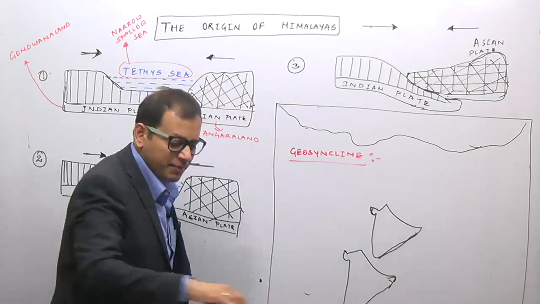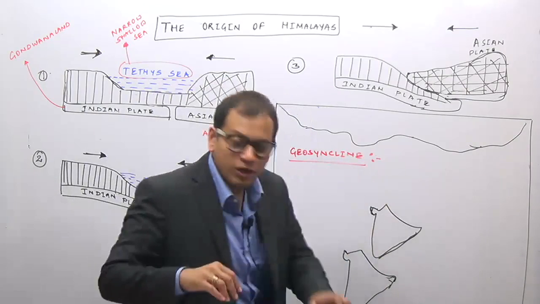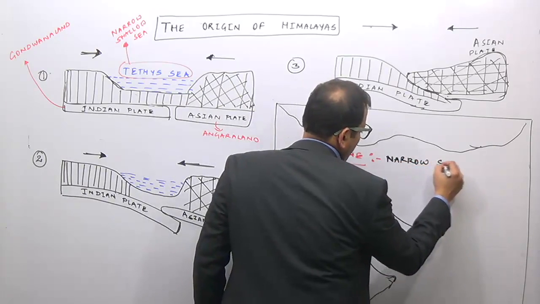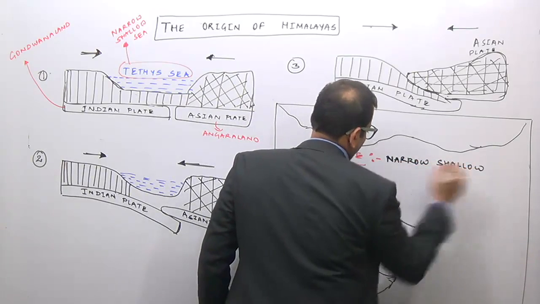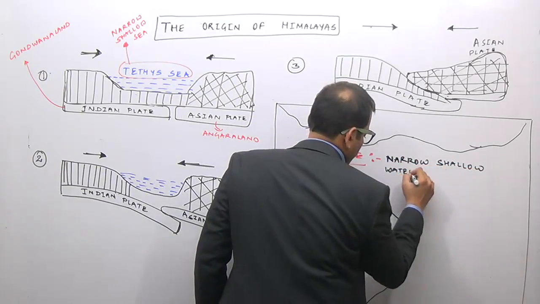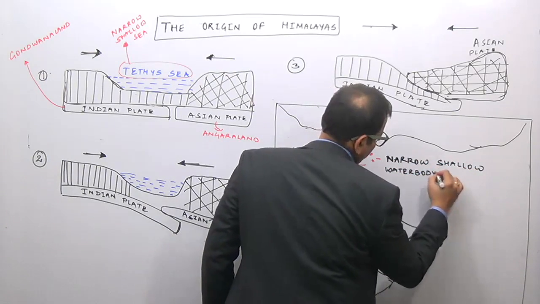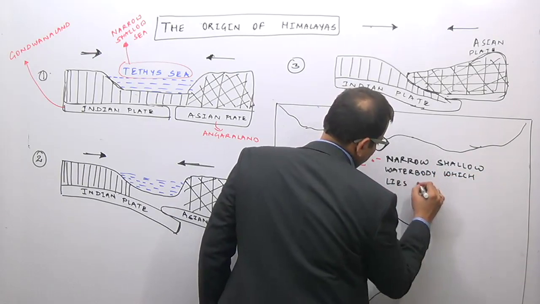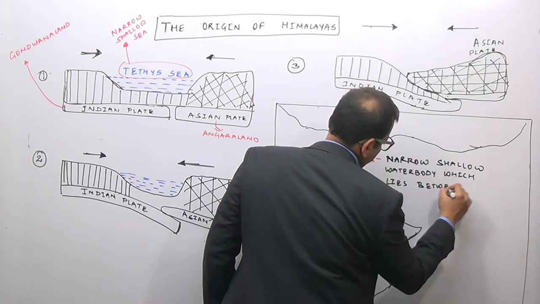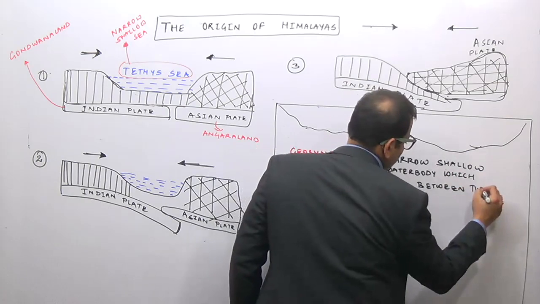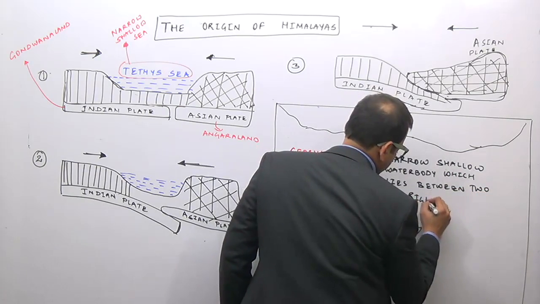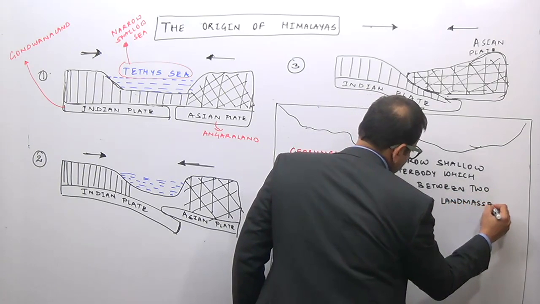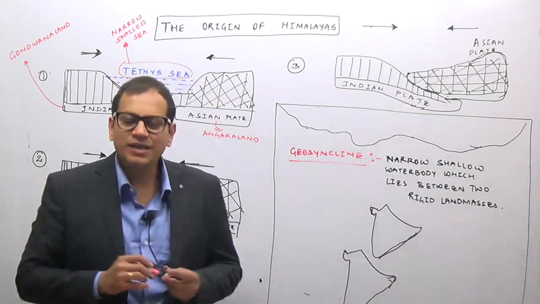The Geosyncline can be defined as a narrow, shallow water body which lies between two rigid land masses.